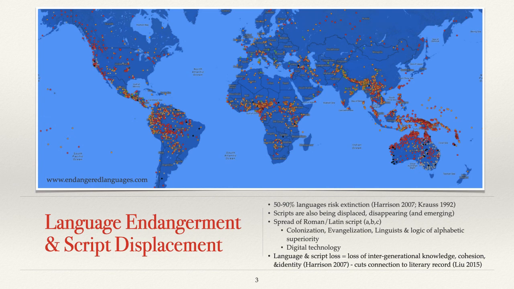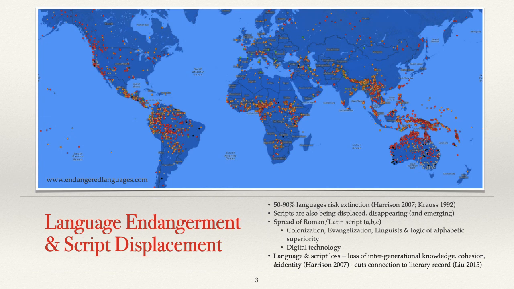But we also see a pattern of the spread of the Roman script through colonization, through evangelization, and Bible translation, as well as linguists who are often the first to take oral languages and give them a written form in the Latin script. We also see now digital technology contributing to this pattern, as the history of technology meant that the Latin script was the dominant and the default script. And so we see many languages now being written in the Latin script just out of convenience.